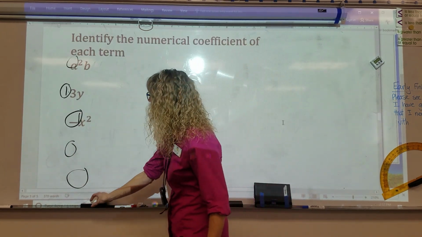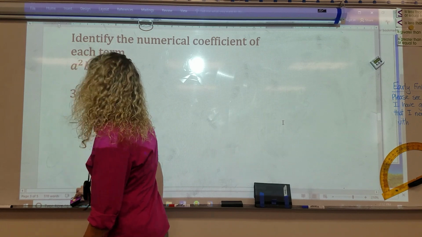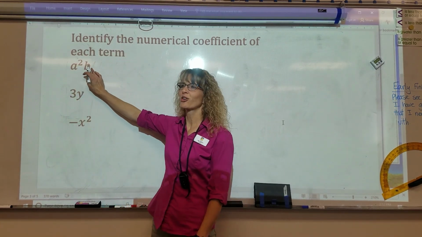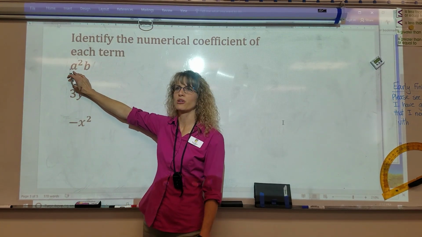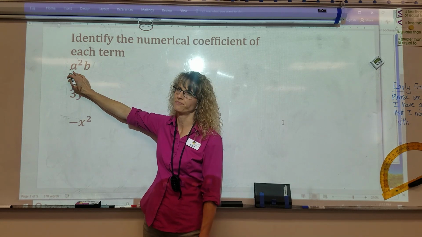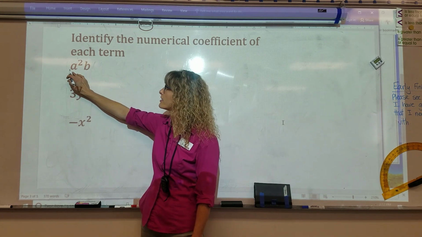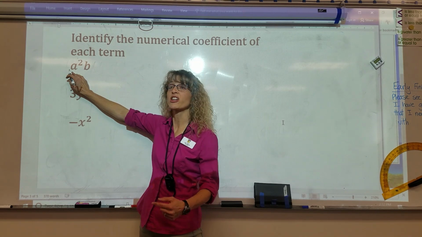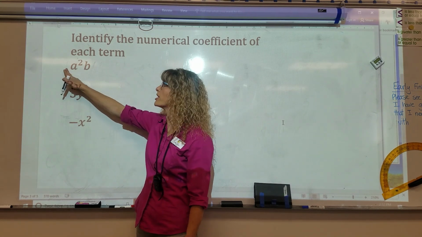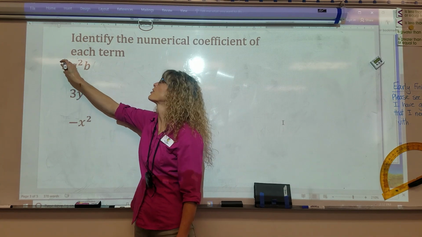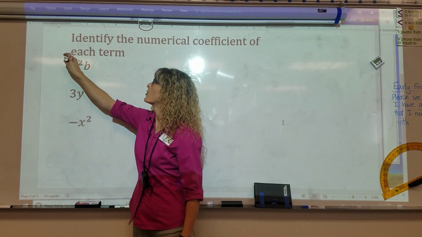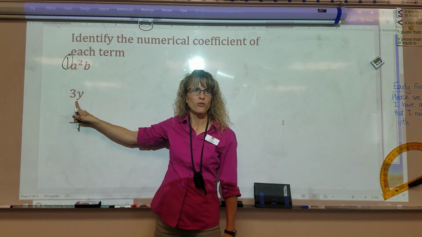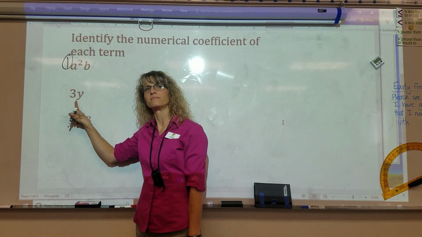So I'm going to quiz you now. I'm going to call on 3 students. What is the numerical coefficient of a squared b? How about Connor? A. Close. A squared? No, it's the number in front of the a. What number is in front of the a? It's a 1. Get ready? 1.